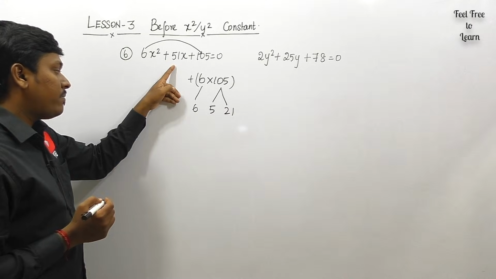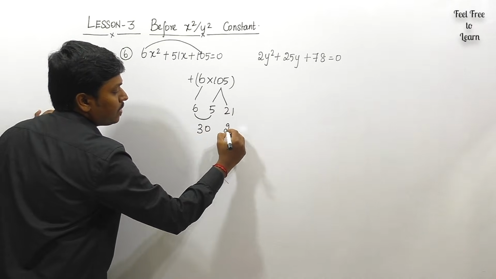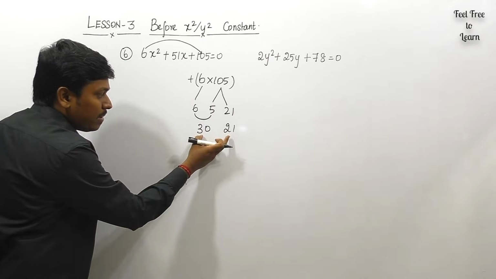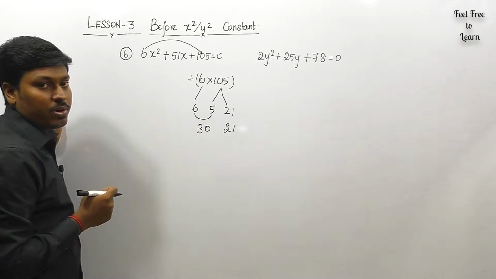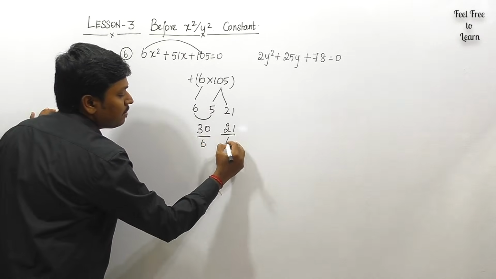So our target is to bring 51. So we can multiply this. 6 5s are 30 and here it is 21. So when we add both the numbers, the resultant will be 51. When we multiply both the numbers, definitely the resultant will be positive. And before x square, we have a constant 6. So divide by 6, divide by 6.